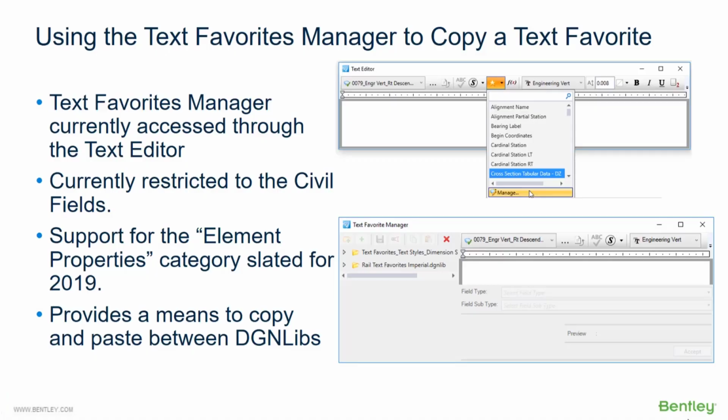We've initially created our text favorite in a DGN-lib where we have drawn a node and or a link. And that's not what we want in terms of our final deliverable within our workspace. We want that text favorite to be in a master text favorites DGN-lib. And so we have the ability with the text favorite manager to copy from one DGN library to another. And it's accessed through the text editor, you'll see there. Currently restricted to the civil fields, and we do support element properties, but that's going to be next year in 2019. And it does provide a means to copy and paste between DGN libs, which is what we're going to be taking advantage of here.